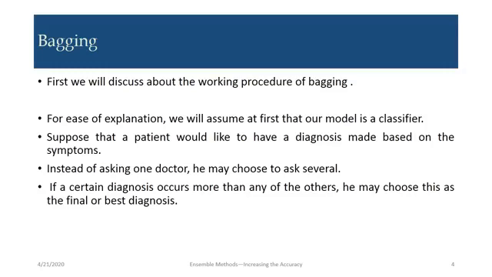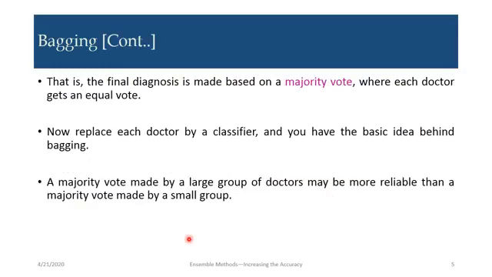Suppose the patient is diagnosed with a particular disease by more than one doctor, then he can choose that as the final or best diagnosis. That is, the final diagnosis is based on a majority vote. This is important, majority vote, that means most of the doctors' opinion we are taking, where each doctor gets an equal vote. Now replace each doctor by a classifier. For this example we can replace the doctor with a classifier, and you have the basic idea behind bagging.